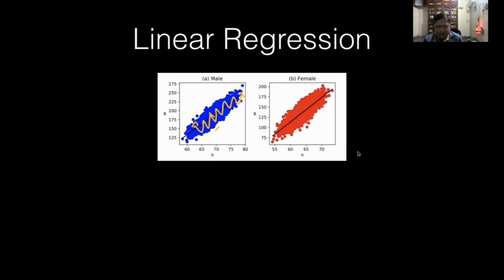So what do we do with such data? Okay, in your lab and all, everybody, engineering students, science students, you would have done this stuff, called linear regression. Okay, so this is the height of men and weight of men. Okay, this is height of females and weight of females.